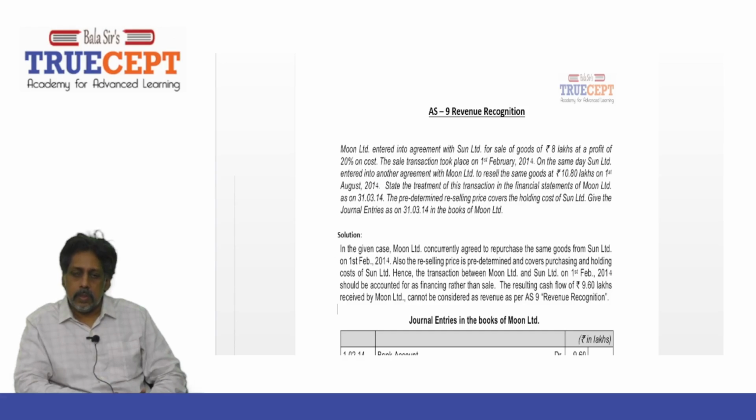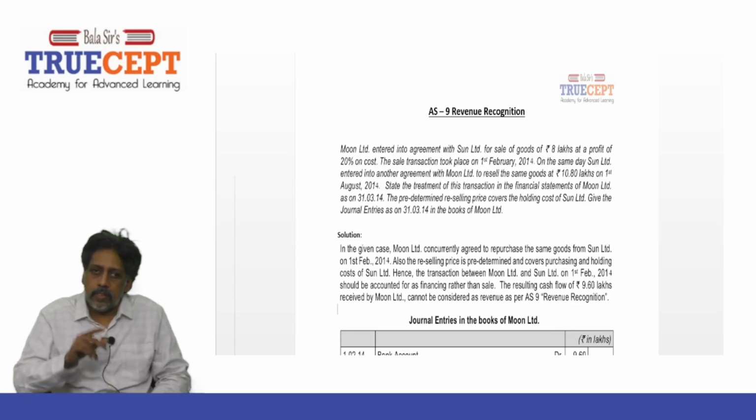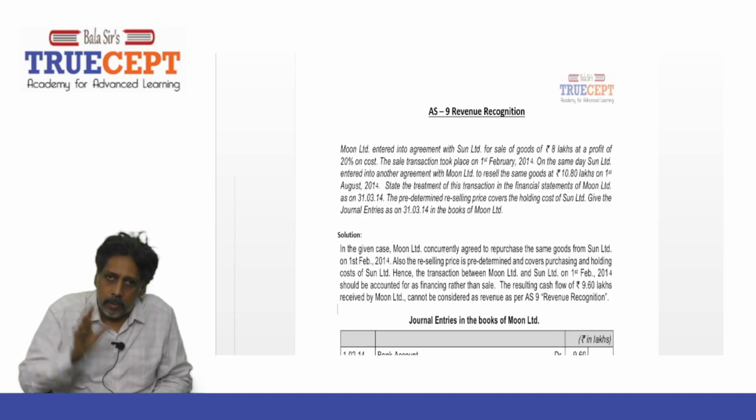State the treatment of this transaction in the financial statement of Moon Limited as on 31st March 2014. The predetermined reselling price covers the holding cost of Sun Limited. Give the journal entry as on 31st March 2014 in the books of Moon Limited. So you haven't been asked for past entries in the books of your company, that is Moon Limited, for the year ending 31st March 2014.